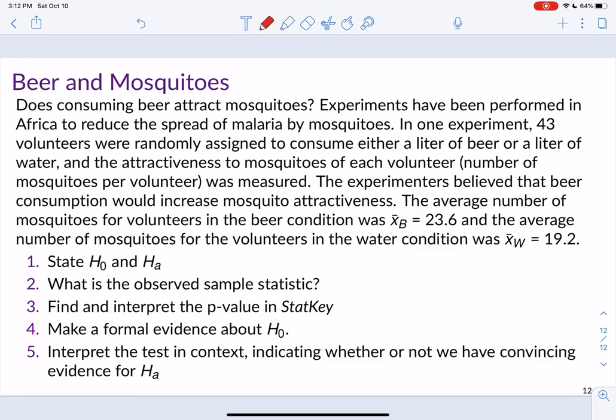I see here too that I again have this one written wrong. We're going to do one more example of this. This should say also make a formal decision.